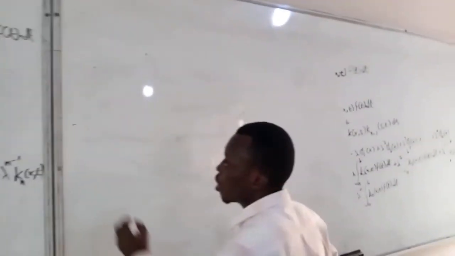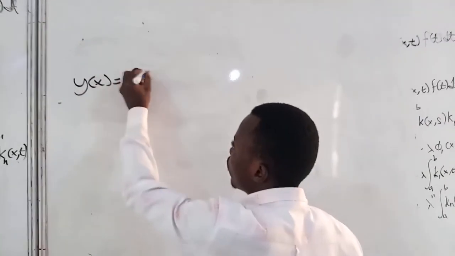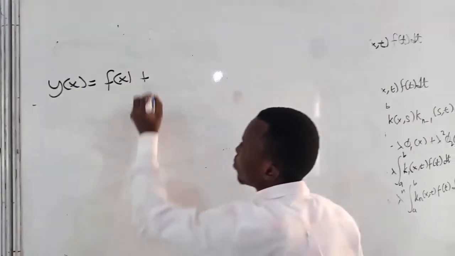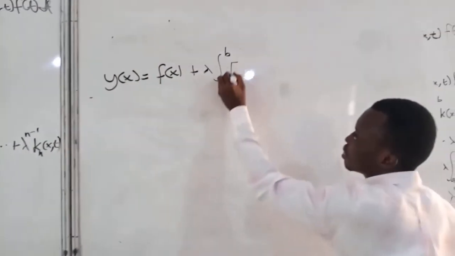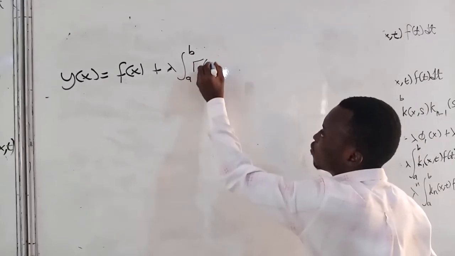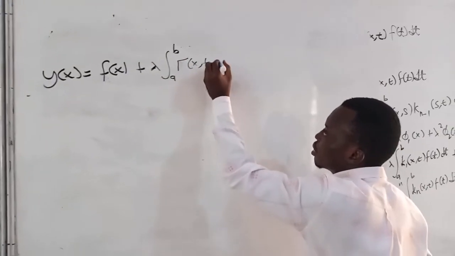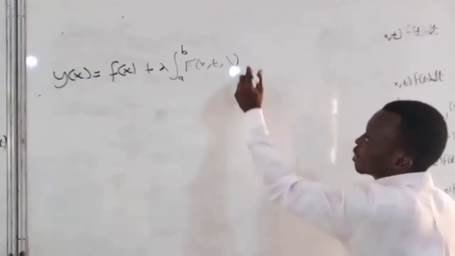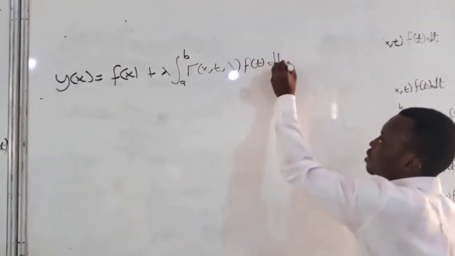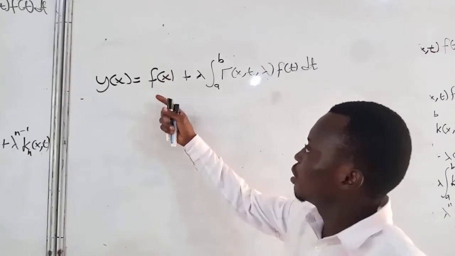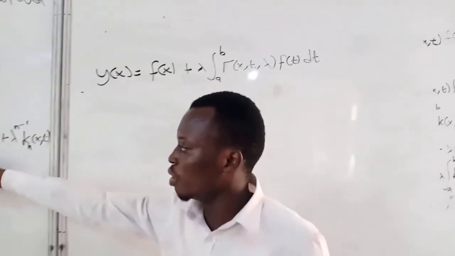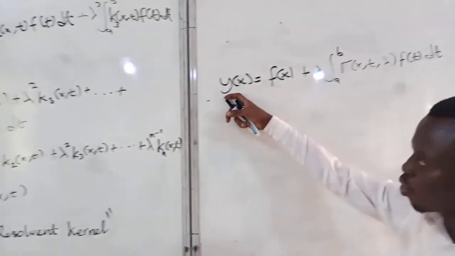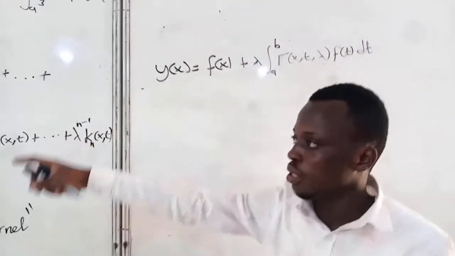We are going to have y of s equal to f of s plus lambda integral from a to b of the resolvent kernel, gamma of s, t, lambda, times f of t dt. So this free term is known, and the resolvent kernel is also known by adding all the kernels. Then this side too is known, and you can easily compute the solution for the Fredholm integral equation.